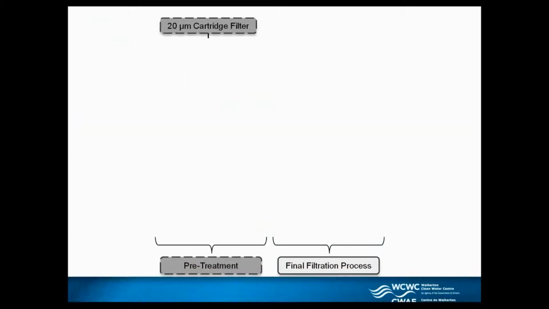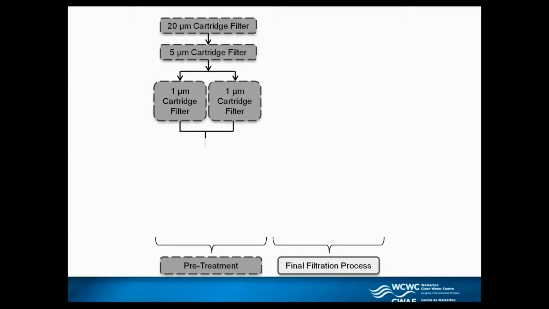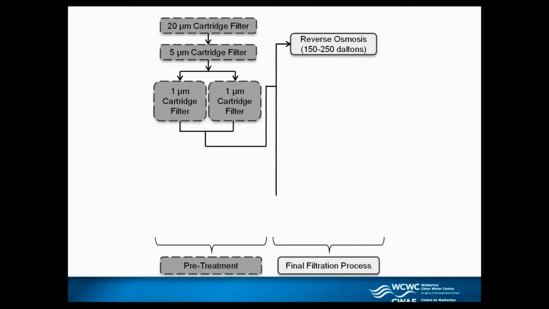So for the technologies, before we looked at the systems that we had just mentioned, we wanted to include an effective pre-treatment process as well. So when the water passed through the different treatment processes, the first process it hit was a 20 micrometer cartridge filter, followed by a 5 micrometer cartridge filter, and then a 1 micrometer cartridge filter. We did the two 1 micrometer cartridge filters side by side just to reduce the load on the filter. And then we ran the water into the final treatment filtration process.